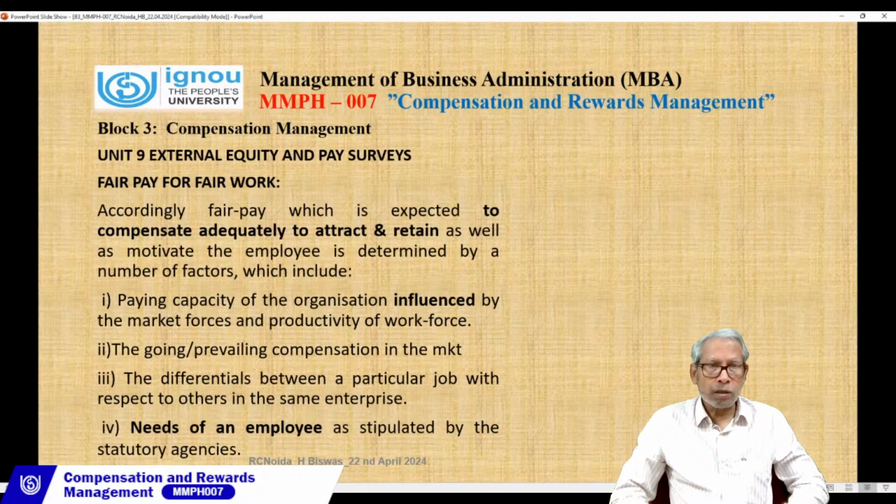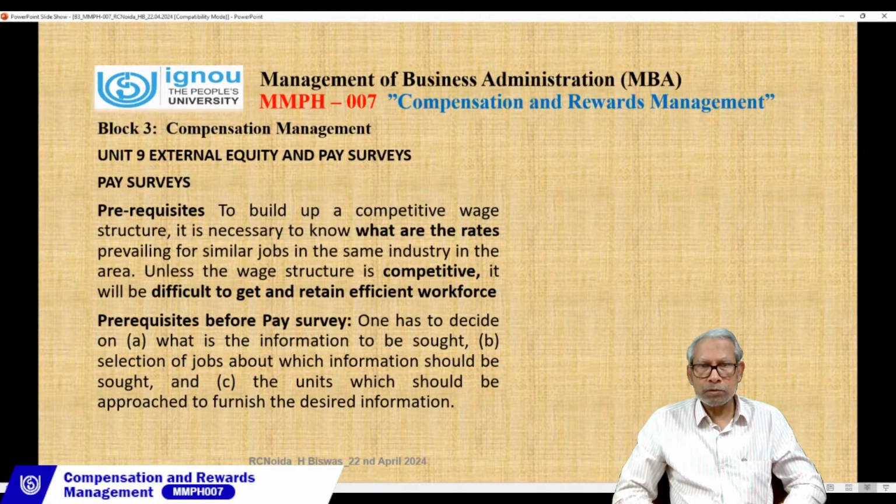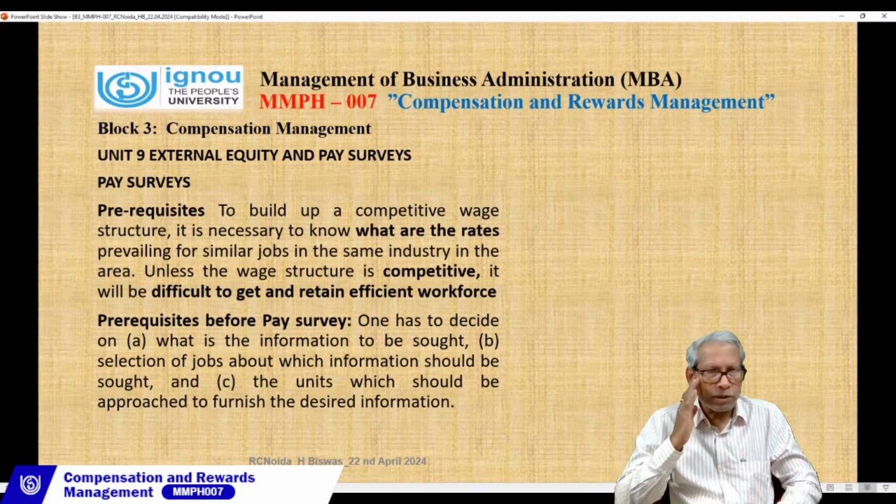Then, according to fair pay, the employee is expected to be compensated adequately to attract and retain. The organization is influenced by market forces and the productivity of the workforce. Another thing is the need of the employees, as you see. Some prerequisite systems are there. First, what are the rates prevailing? We have to see on a competitive basis.